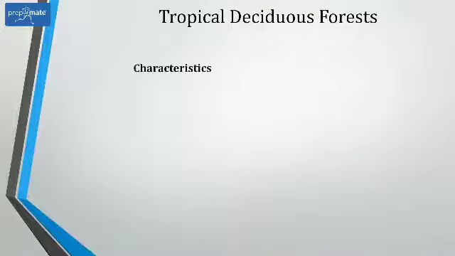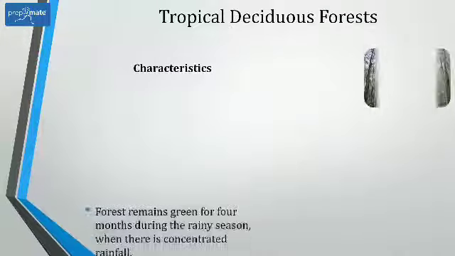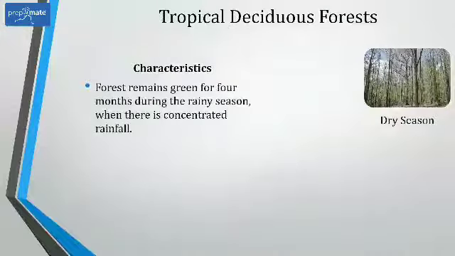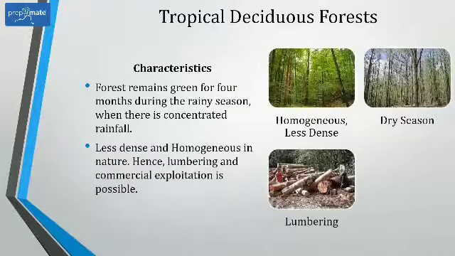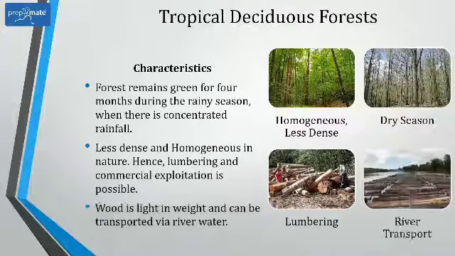The prominent characteristics of tropical deciduous forests are: as the rainfall is concentrated within 4 months in monsoon climate, the forests are green only during the rainy season. These forests are less dense and homogeneous in nature. The wood of these forests is light in weight. These forests are most favorable for commercial exploitation because the wood is light in weight and can be transported through a river flowing downstream. Lumbering is an important activity in these regions.